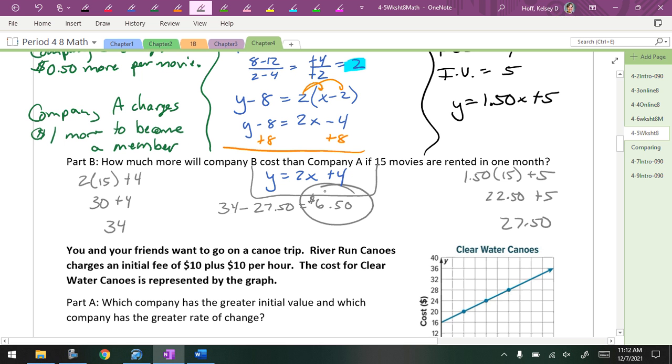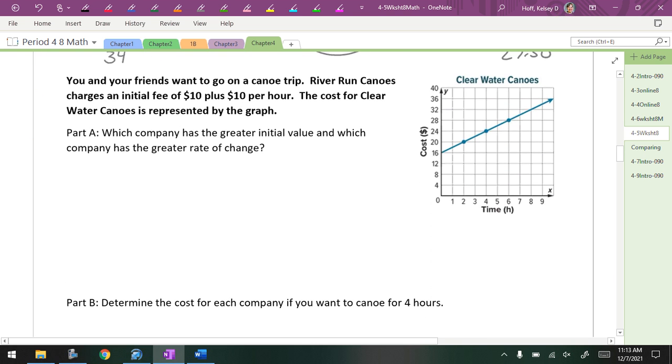So they're going to give you all the information for one, and then we need to use our graph or table for the second one. Okay? You and your friends want to go on a canoe trip. River Run Canoes charges an initial fee of $10 plus $10 per hour. The cost for Clearwater Canoes is represented by the graph. Which company has the greater initial value and which company has the greater rate of change?